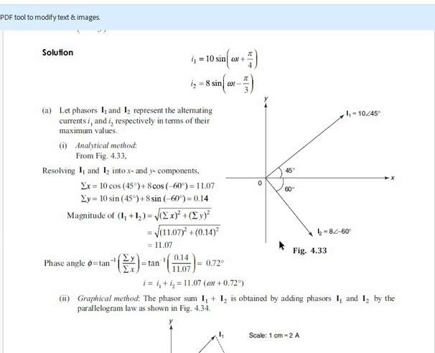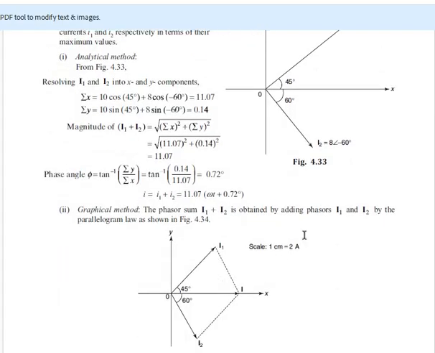So the magnitude of I1 plus I2 is equal to the square root of summation of x squared plus summation of y squared, that is 11.07 whole squared plus 0.14 whole squared. So the resultant value is 11.07. Now we calculate the phase angle phi, that is tan inverse of summation of y by summation of x. So tan inverse of 0.14 by 11.07. The answer is 0.72 degree. So I is equal to I1 plus I2 is equal to 11.07 sin(omega t plus 0.72 degree).